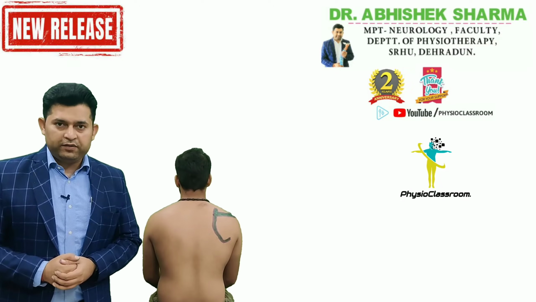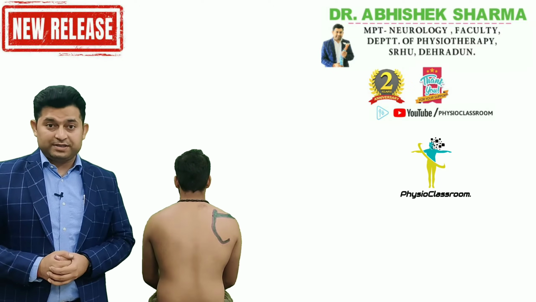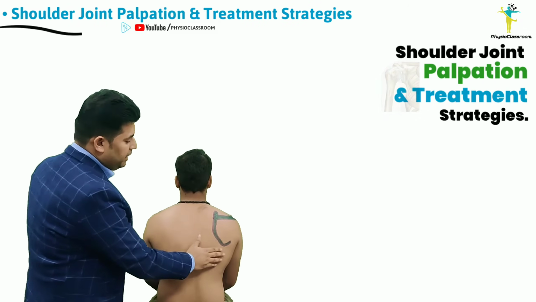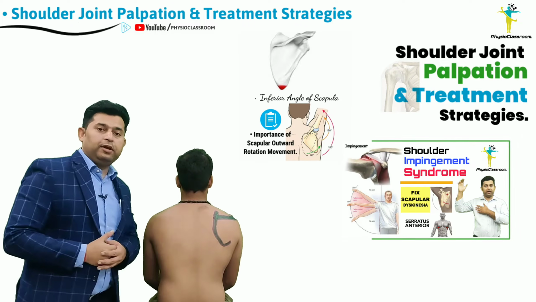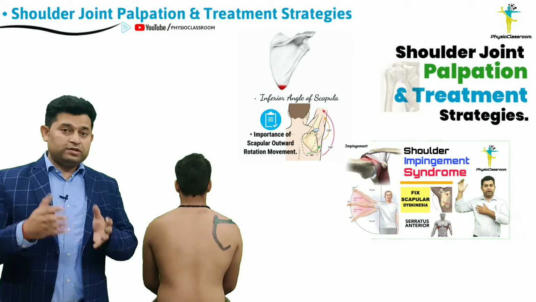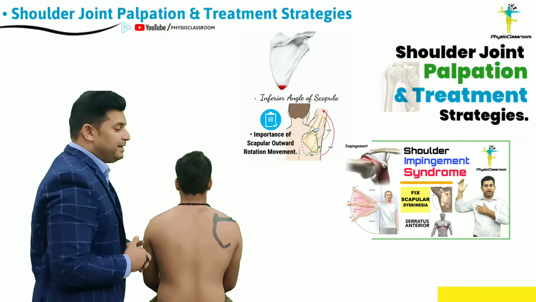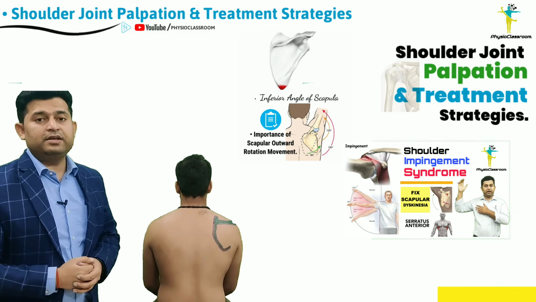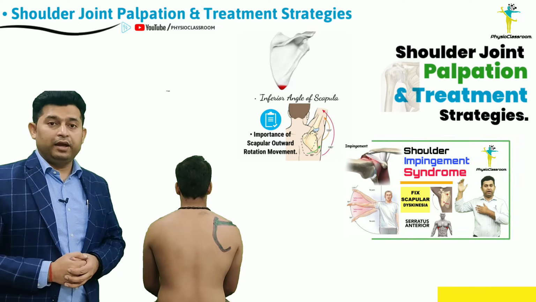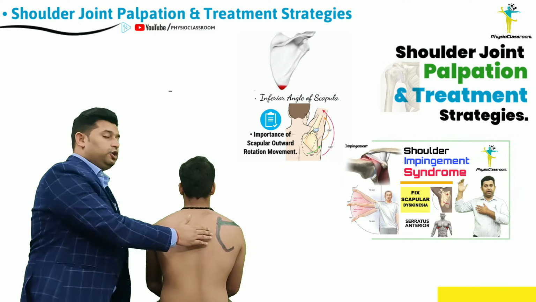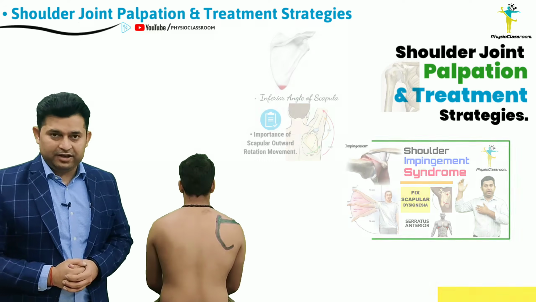Hello everyone. In our previous video of the shoulder complex palpation series, we learned how to accurately palpate and localize the inferior angle of the scapula. This palpation skill was handy and helpful to diagnose shoulder impingement syndrome cases in which there is scapular dyskinesia in the form of poor outward rotation movement of the scapula due to hypoactive serratus anterior.